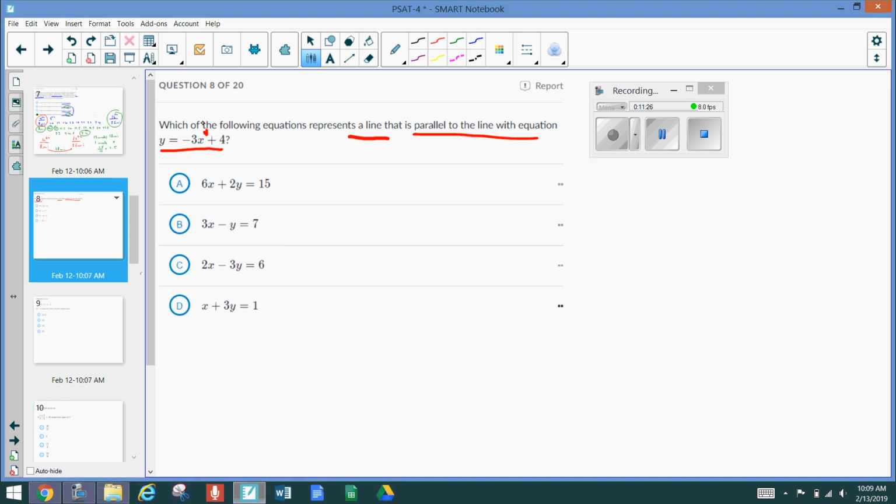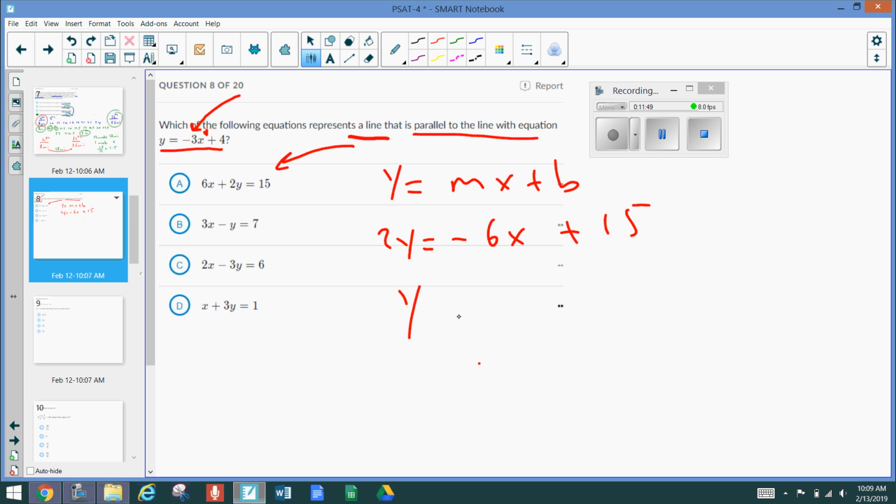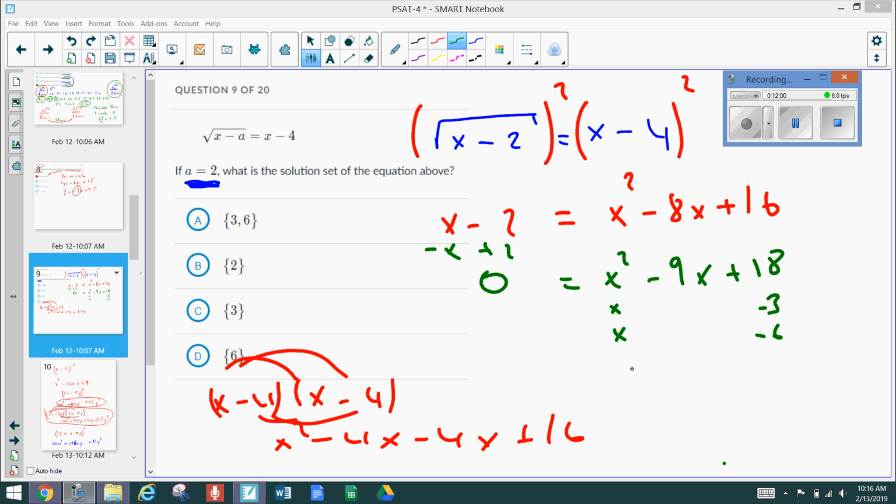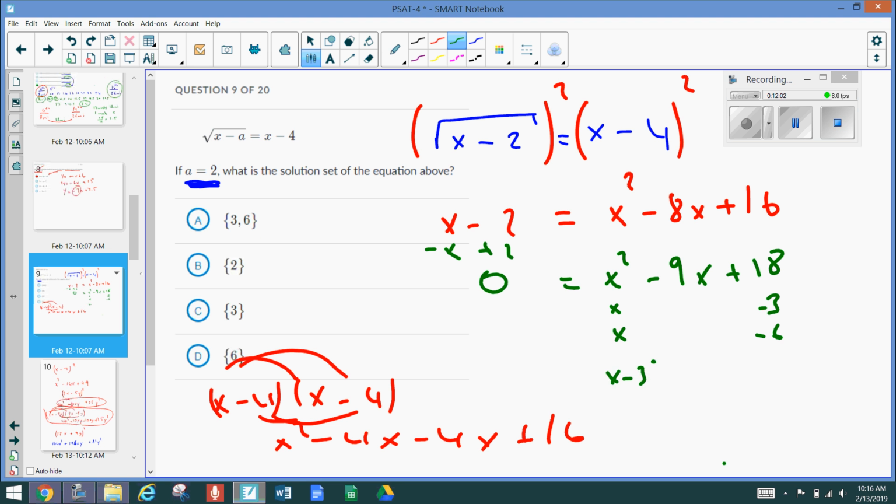So the first, what is the slope here? -3. Which one's slope is -3? We're going to check that. None of them are written in the slope-intercept form. It's supposed to be in this format. I'm going to go for this one first. I'll bring it to the slope-intercept form. Subtract 6x from both hand side, and then divide by 2. So roots are -3 and -6. So let me write those down.